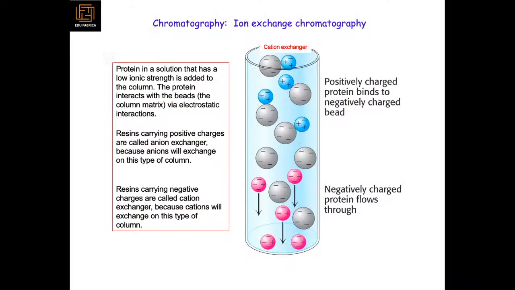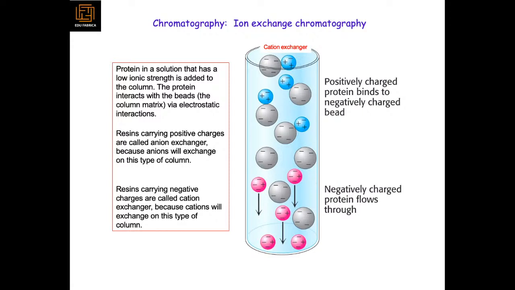Okay, it will work. So, ion exchange chromatography technique. In this, the protein in solution has low ionic strength, which is added to the column, and the protein interacts with the beads, that is your column matrix, via electrostatic interactions. Resins carrying positive charges are called anion exchangers because anions will exchange on this type of column. And resins carrying negative charges are called cation exchangers because cations will be exchanged on this type of column.